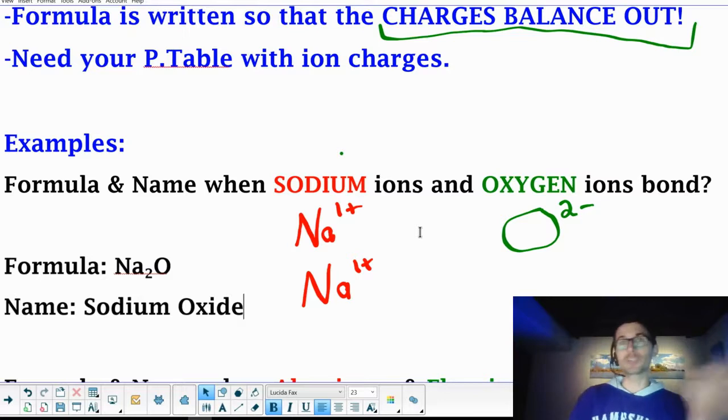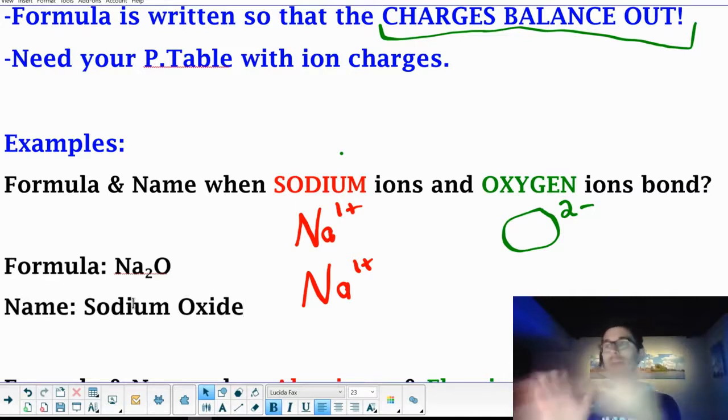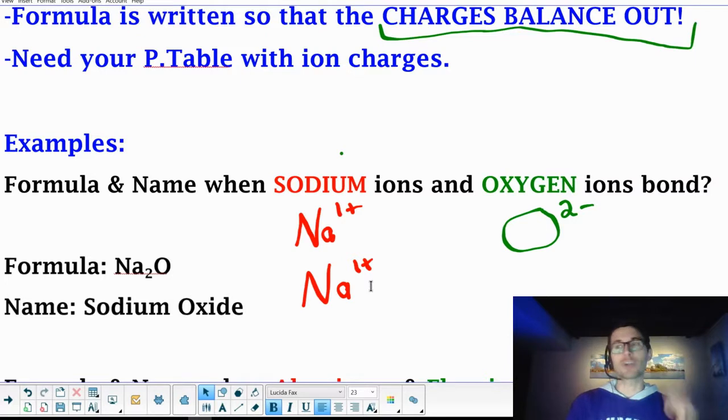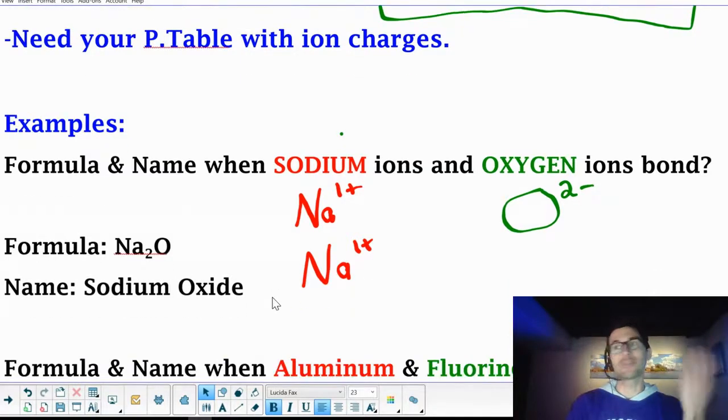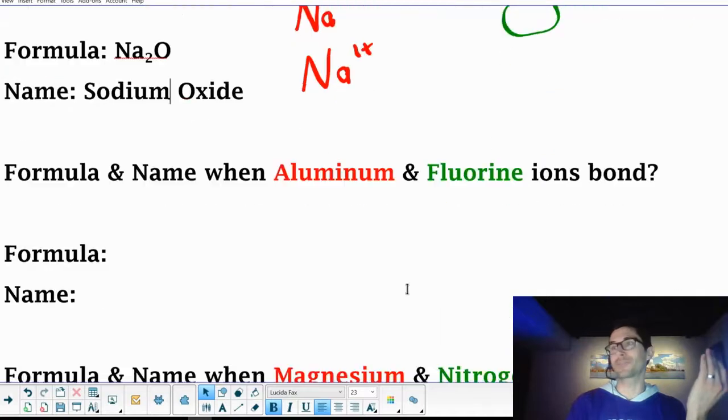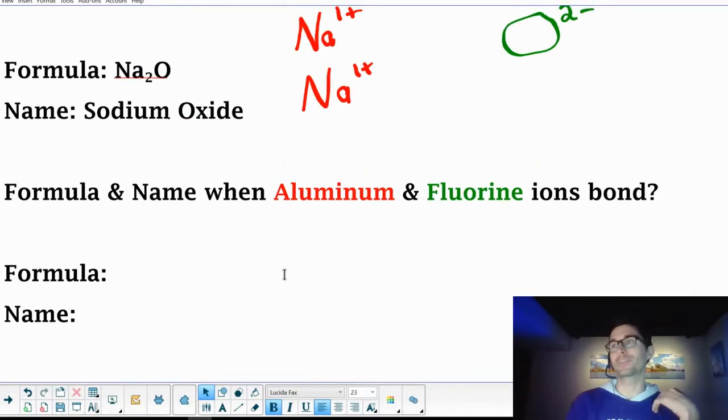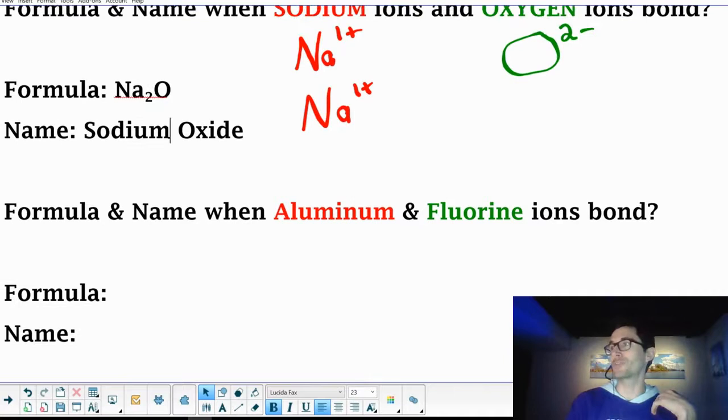Again, table salt is sodium chloride. It's not sodium chlorine. That's not a thing. That's just two elements. But here we have two ions, the sodium ion and the oxide ion, sodium oxide. And there we go. So it's all about balancing those charges out. That's one example. Again, the beauty of video is you can pause and rewind and fast forward whenever you want. So do that if I'm going too slow or too fast, up to you.